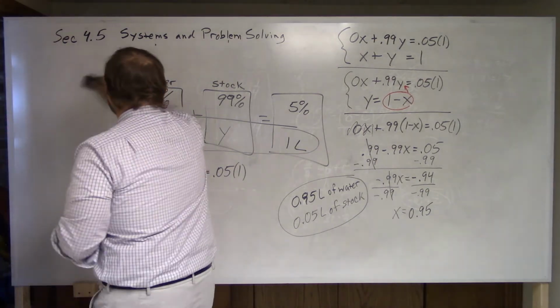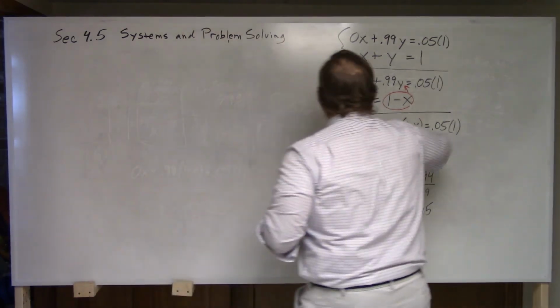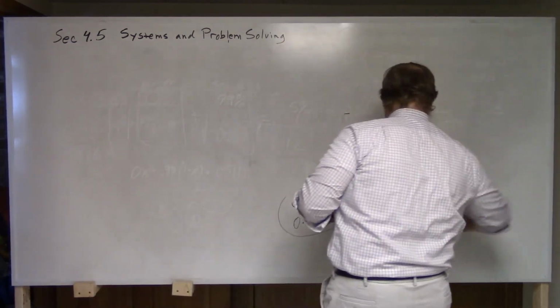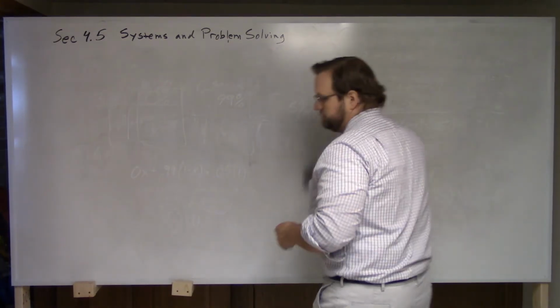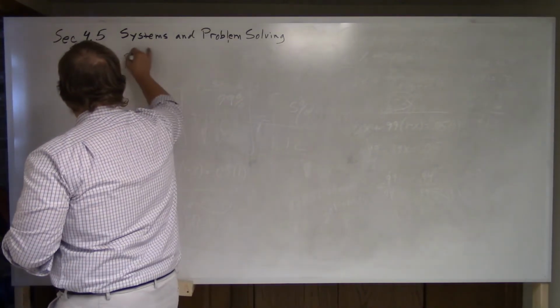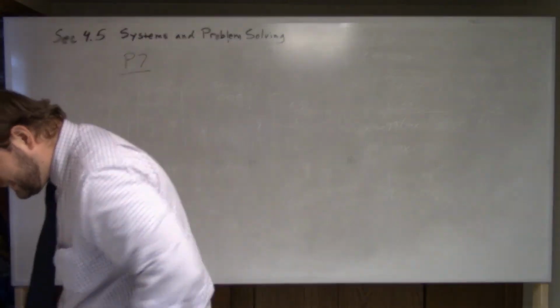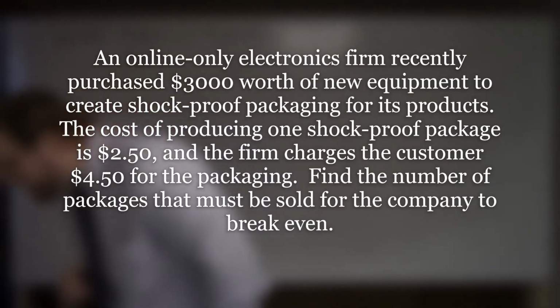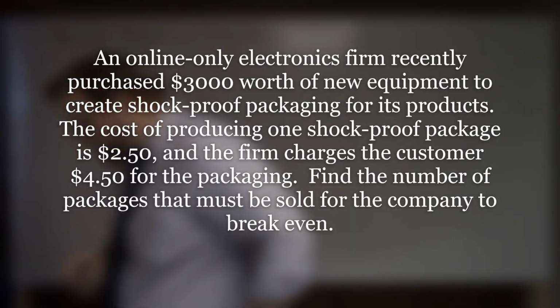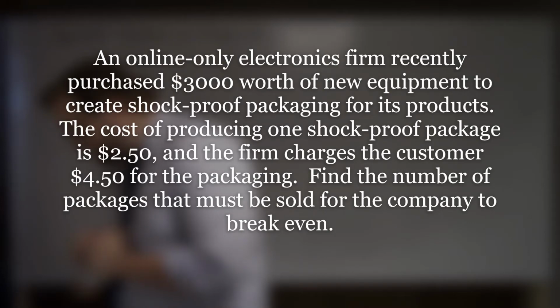So look at practice 7. Practice 7 says, this is on page 292. It says, an online only electronics firm recently purchased $3,000 worth of new equipment to create shock-proof packaging for its products. The cost of producing one shock-proof package is $2.50, and the firm charges the customer $4.50 for the packaging. Find the number of packages that must be sold for the company to break even.